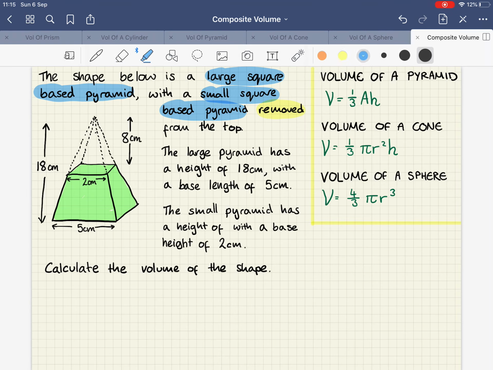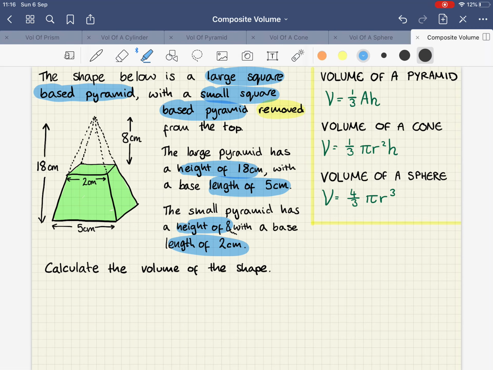So we're told the large pyramid has a height of 18 centimeters and the length on the bottom is 5 centimeters. And our small pyramid has a height of, and I didn't actually write that in, should be 8 centimeters in there. Just about squeezed it in. Height of 8 centimeters with a base length of 2 centimeters.